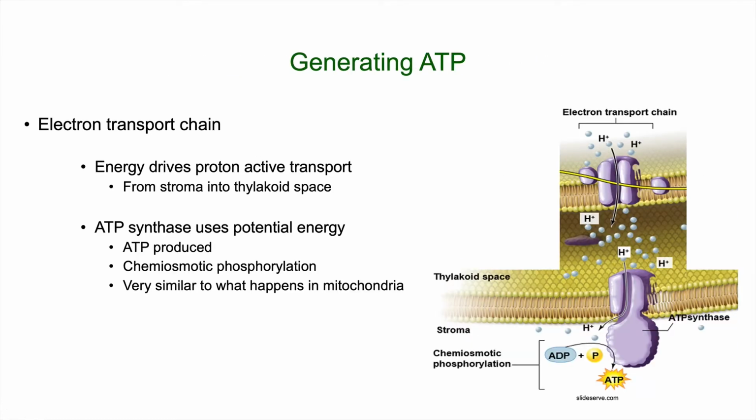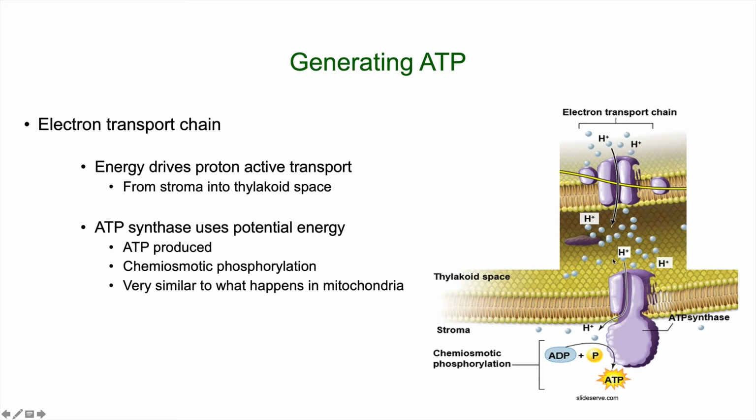Now, to generate ATP, we have an electron transport chain. And again, this is very similar to the electron transport chain that we saw in cellular respiration. From the stroma into the thylakoid space, the energy of electrons is going to push those protons into this thylakoid space. So this is the stroma, this is the thylakoid membrane, and this is the lumen of the thylakoid where the space is. And as these protons are pushed into here, they accumulate in number.